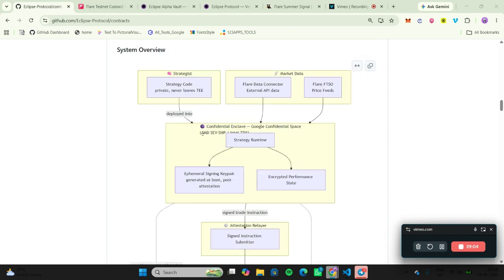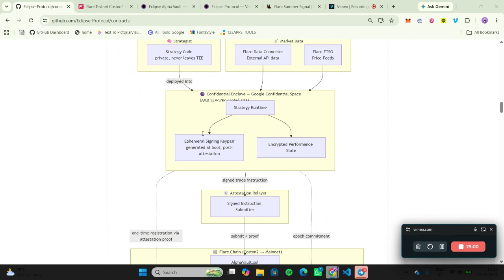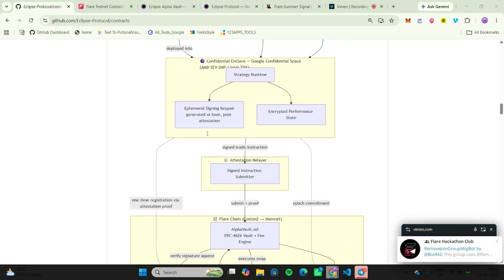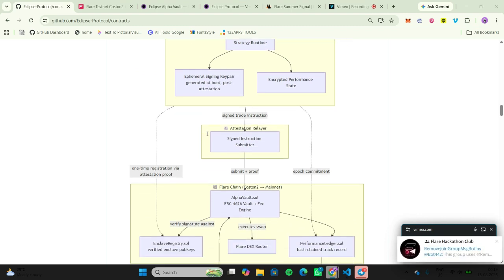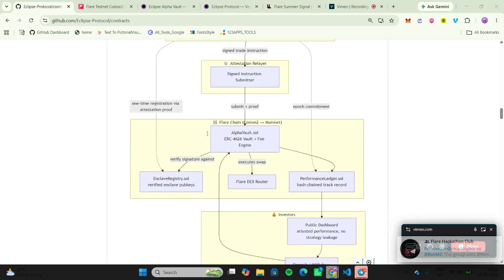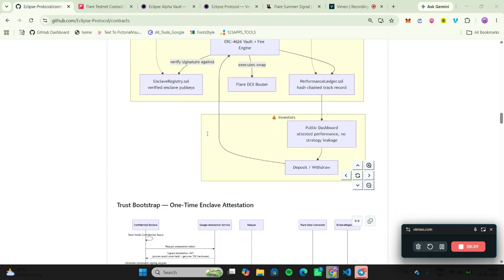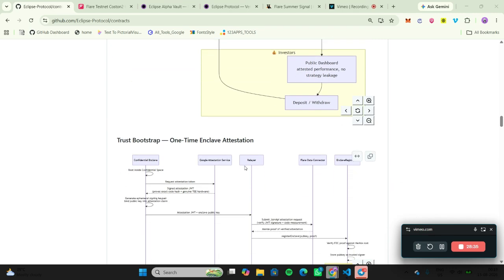You can visualize the core architecture here. This is the core architecture. The strategist logic enters the TEE and never becomes publicly visible. The enclave produces a signed instruction which is verified through Flare's attestation infrastructure before the alpha vault executes it. The investors interact only with the vault, while the trades and performance are recorded on chain, so the resulting track record can be independently verifiable.